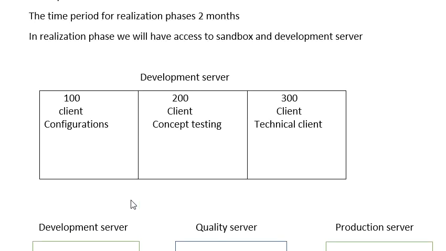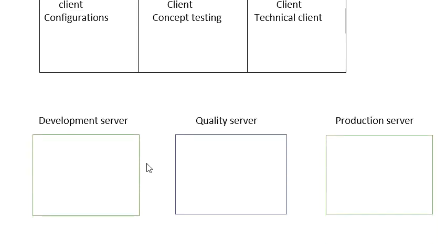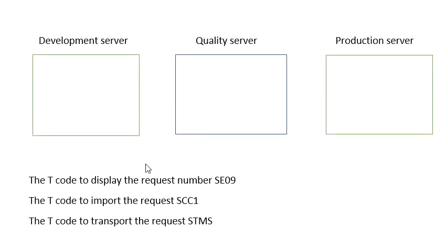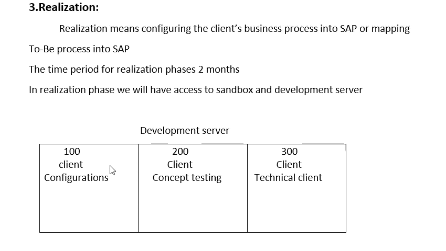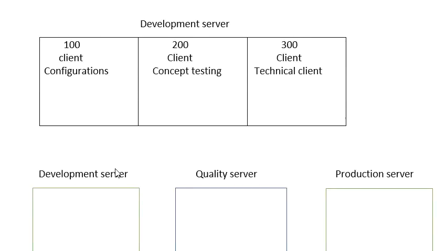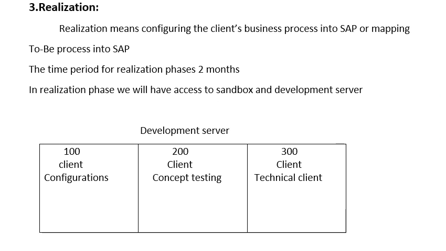When you are moving the request, we call it import. The T code to import the request is SCC1, and the T code to display the request number is SE09. When you create any configurations like enterprise structure or partner determination, we get request numbers. To see the request numbers, the T code is SE09. We'll see all the requests and we'll move them. The consultant will move the request, that is nothing but importing the request.